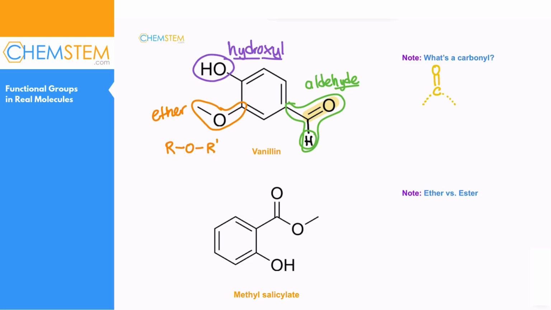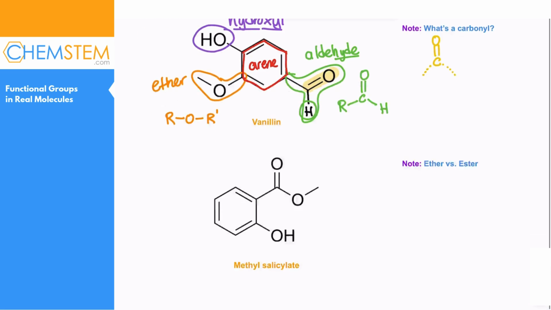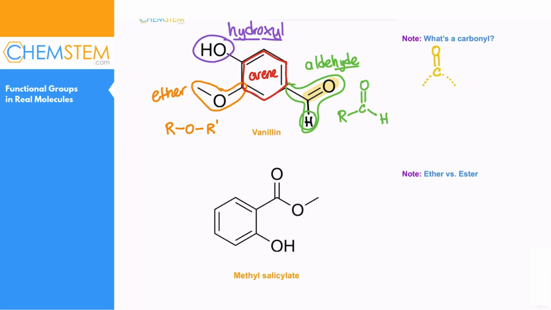And then of course we do have this arene, which is just an aromatic ring here. But we're not going to focus on those too much because a lot of the time, things are coming off of those. So here we have a hydroxyl, an ether, and an aldehyde. And I will put the generic formula for an aldehyde. It is some R stuff. Remember that you do have a carbonyl, so carbon double bonded to oxygen, and it's going to end cap with a hydrogen.